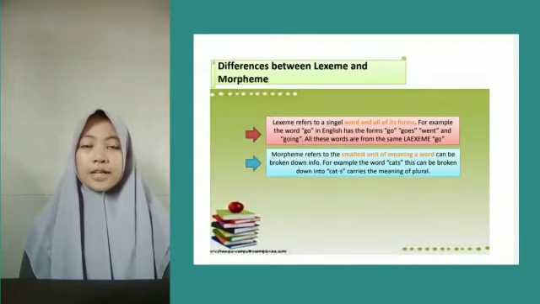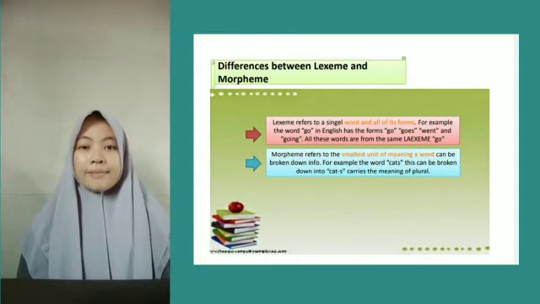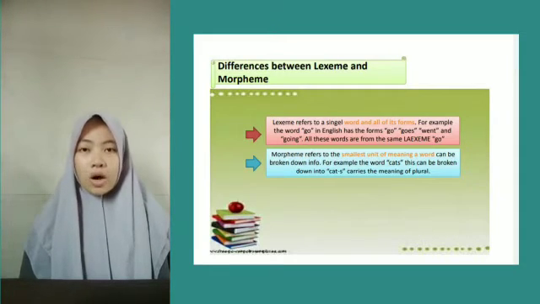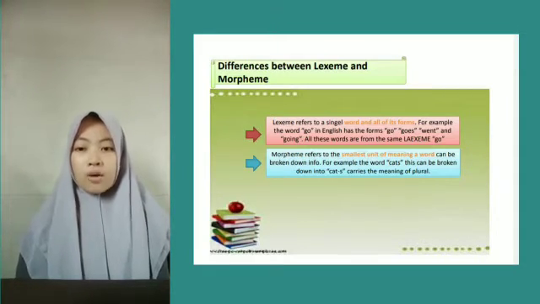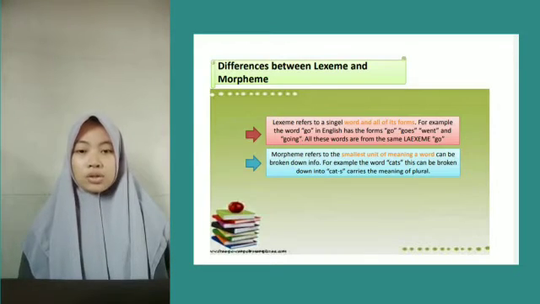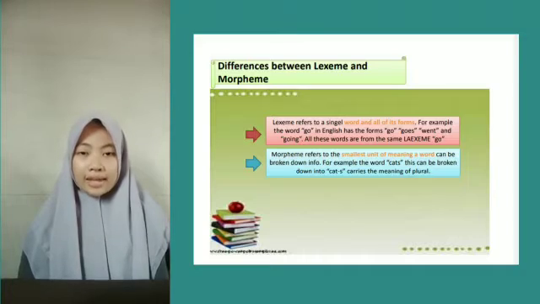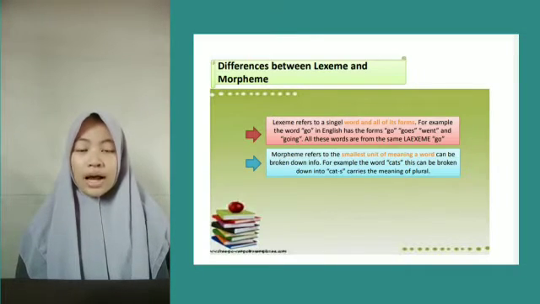And the next is the difference between lexeme and morpheme. Lexeme refers to a single word and all of its forms. For example, the word go in English has the forms go, goes, went, and going. All these words are from the same lexeme go.